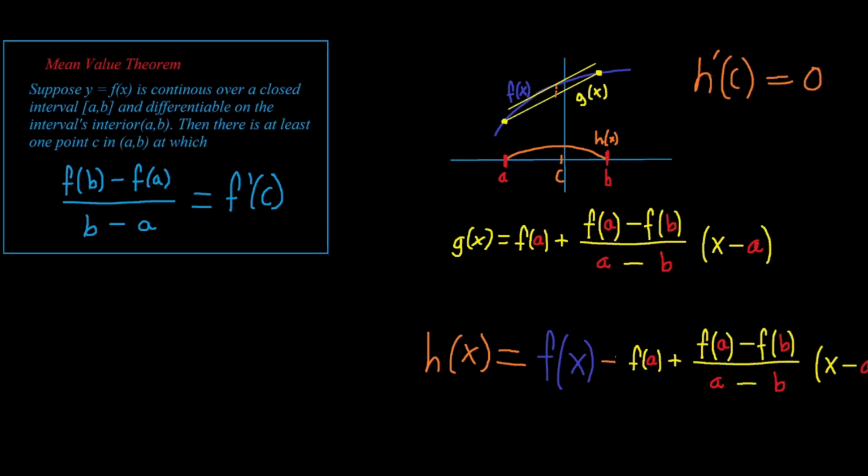Hopefully that made sense. Take note, though, that this 0 occurs at the peak or at the extreme value. So in other words, the point at which f of x and g of x are the furthest apart, because h of x is the graph of their difference.